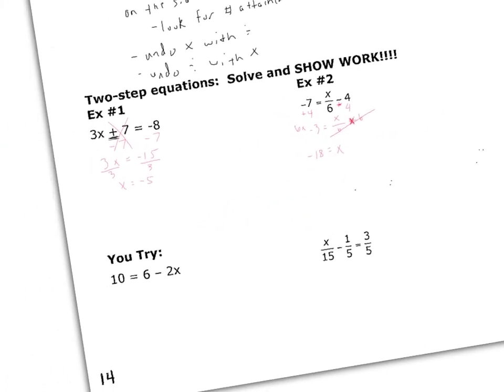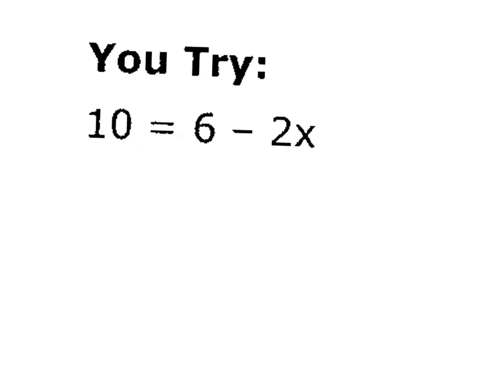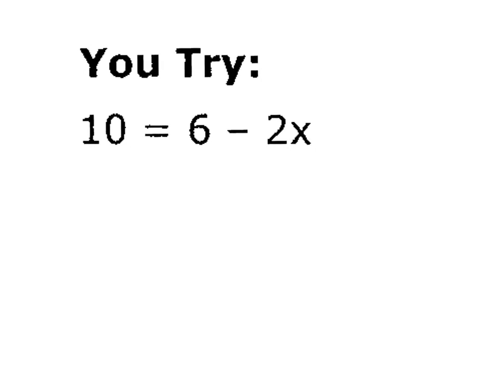Okay, let's keep trying a few more. Alright, remember we want to start with step 4, get rid of addition or subtraction, or get rid of the number that's all by itself on the side of the equation with the variable. Okay, so this is a positive 6. So how do you undo addition? You subtract. Okay, so we're going to subtract 6 on both sides.